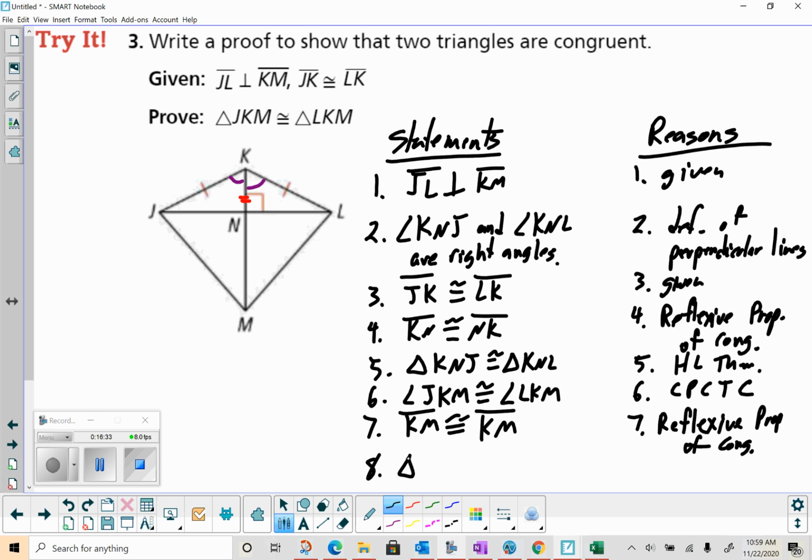So then I could say that triangle JKM is in fact congruent to triangle LKM by the angle, side, angle, side congruence there. Now again, it's really hard to mark on the picture that segment KM is congruent to segment KM because we have point N in the way.